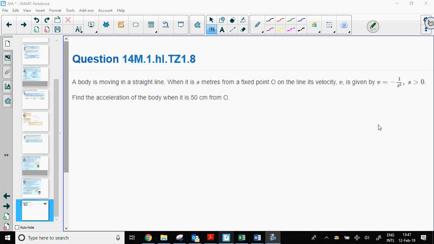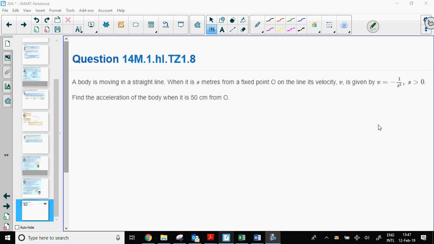I've seen at least 2 instances in which the evil IB has tried to trick children with problems like this. This kind of stuff really makes me mad. This is just, I don't know. This is an unnecessarily annoying problem. So, take a look at it. What do you think? What do you think the acceleration should be?